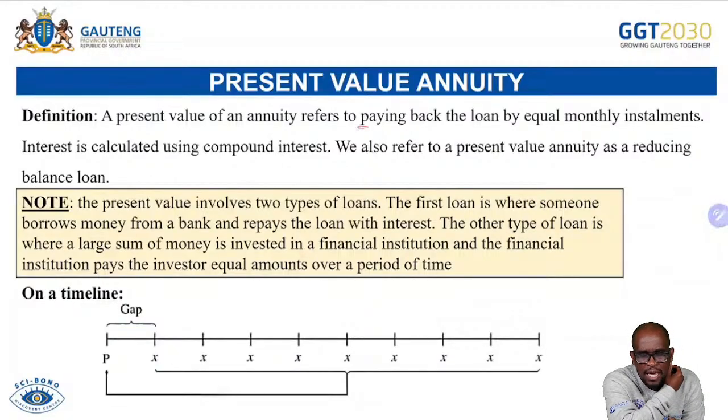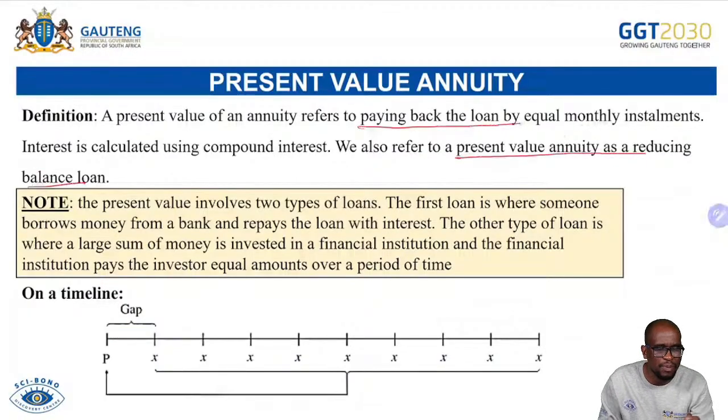It refers to paying back a loan by equal monthly installments. If you've made a loan, interest is calculated using compound interest. We also refer to a present value annuity as a reducing balance loan. Someone might think that it's only loans that use a present value. It's also reverse loans. I'll explain what it means.